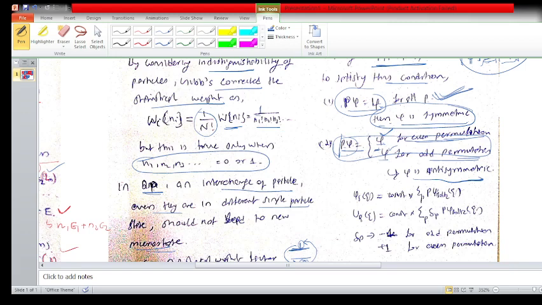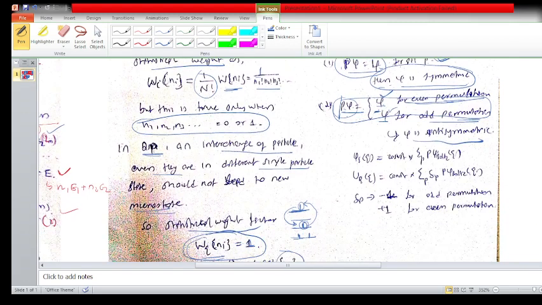So if you consider this case, then we can say psi symmetric, or you can consider u here, u symmetric, that is the symmetric wave function. That will be some constant times sigma p, p psi Boltzmannian of q.